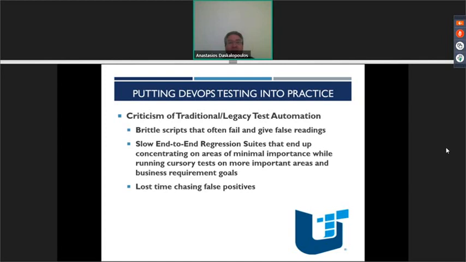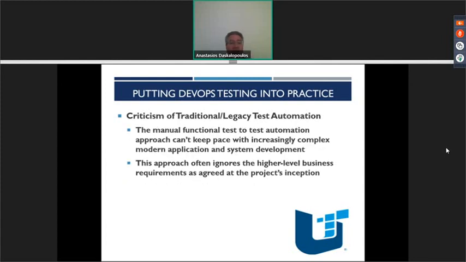I've seen too many test automation suites that basically concentrate, for example, on the placement of the OK versus the cancel buttons, and basically ignore what the feature, what the system is supposed to do. And for that reason, these brittle scripts end up failing, and we end up losing a lot of time chasing false positives.